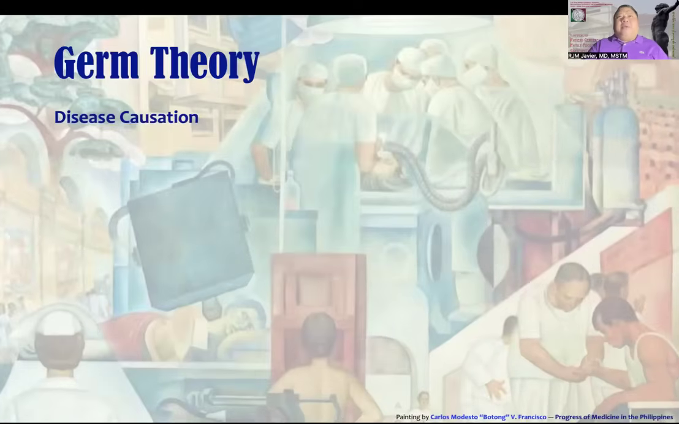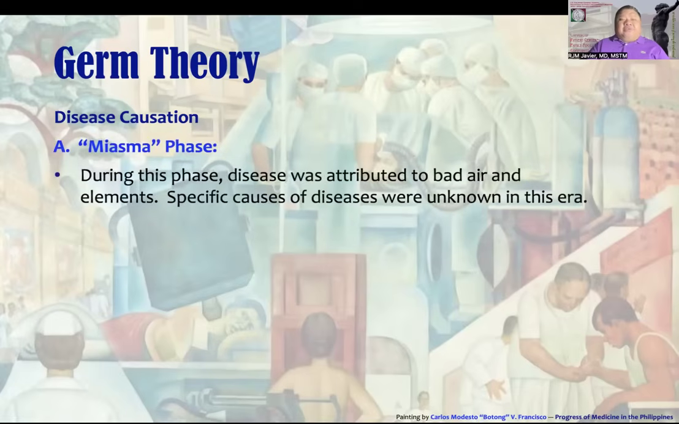There was a time when we divided the era of modern medicine into two phases. We first have the miasma phase, and during this period, disease was attributed to bad air and elements. So perhaps centuries ago, when a person would get sick, they would say, "Oh, you are being punished by the bad spirits because you did something bad." And back then, specific causes of disease were unknown during this miasma era.